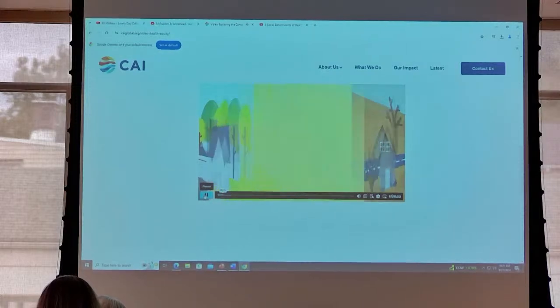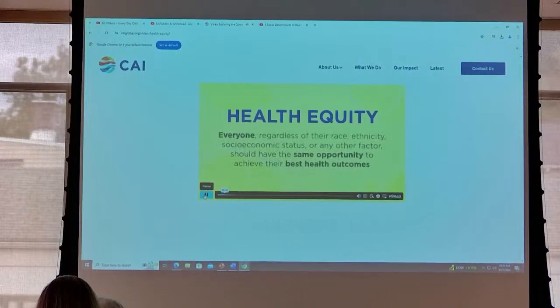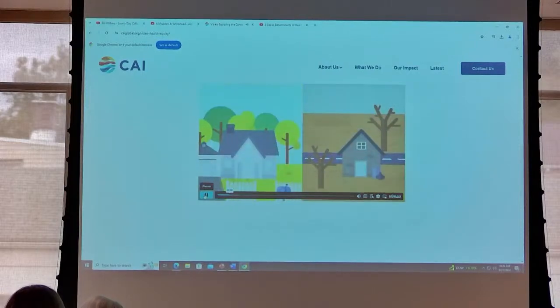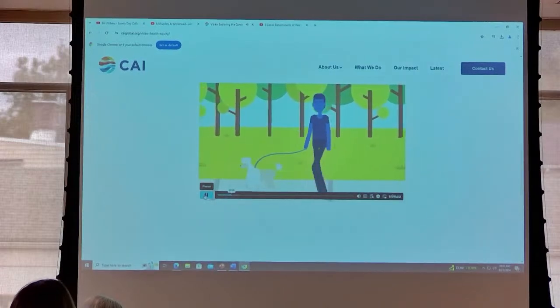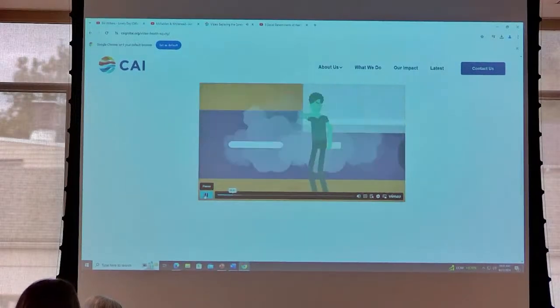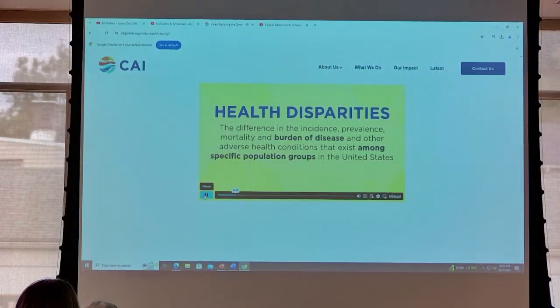This is where the concept of health equity comes into play. Health equity is the idea that everyone, regardless of their race, ethnicity, socioeconomic status, or any other factor, should have the same opportunity to achieve their best health outcomes. However, we know that some groups of people experience better or worse health outcomes than others. When we talk about the differences in health between groups of people, we call them health disparities. These are simply statistics that show the differences in health and disease between groups.